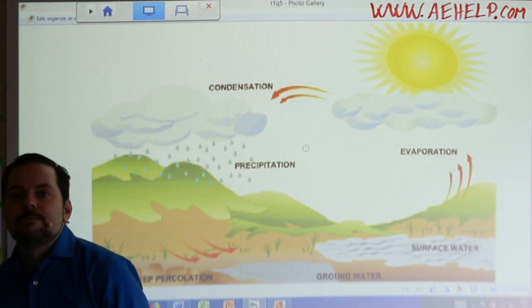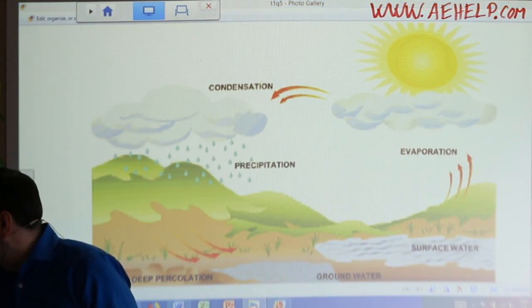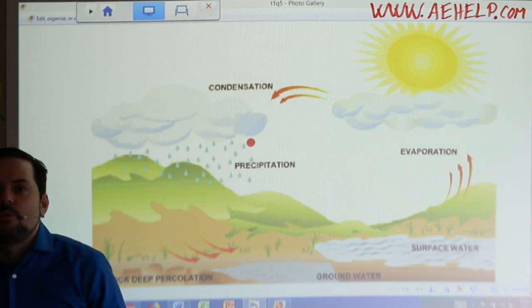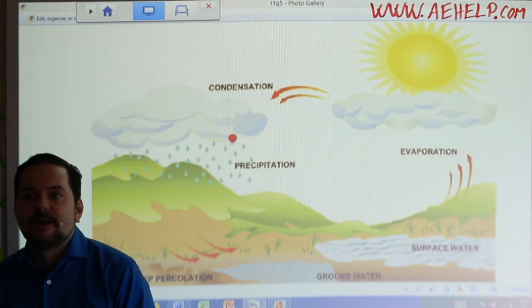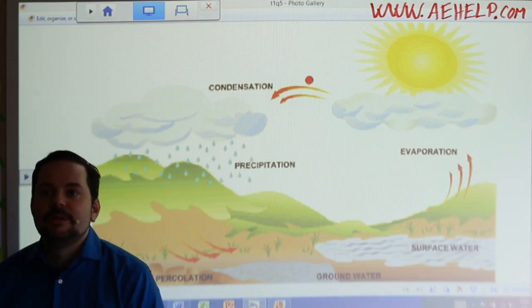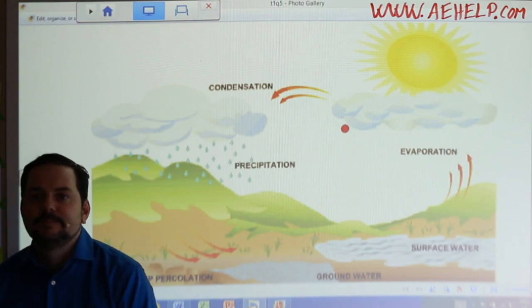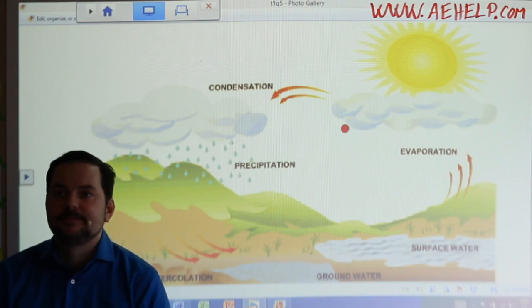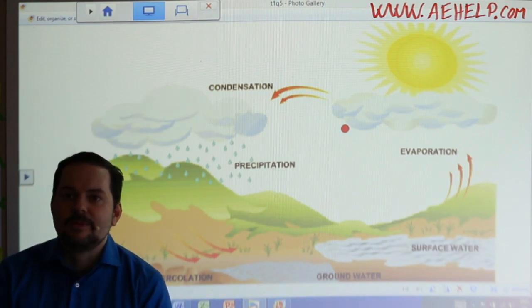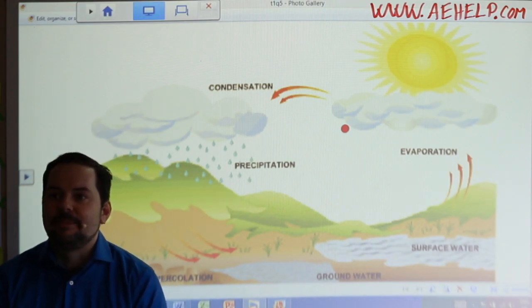So what is the best first step? What is my best first step in this water cycle? Where should I begin? What's my most logical step?